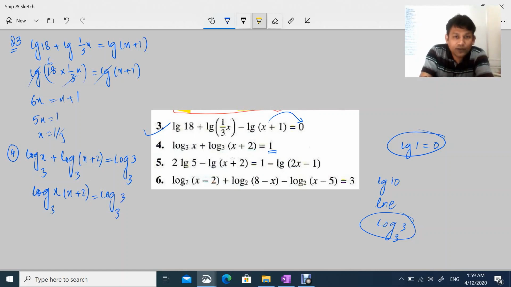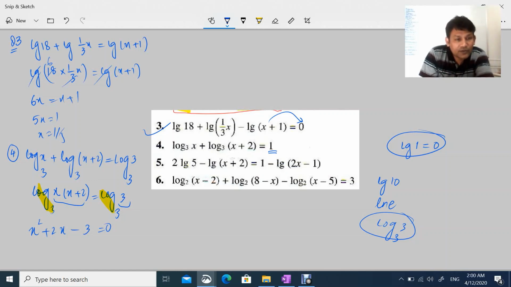Now we can cancel out, and what is left is x plus 2 and 3. So x squared plus 2x is equal to 3. When I shift to the left hand side, minus 3 equals 0. Okay, multiply to get minus 3 and add to get 2. What are the factors?